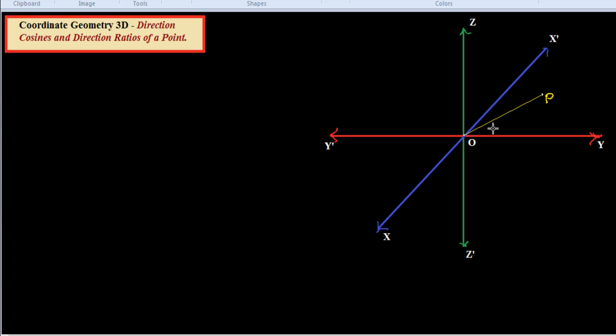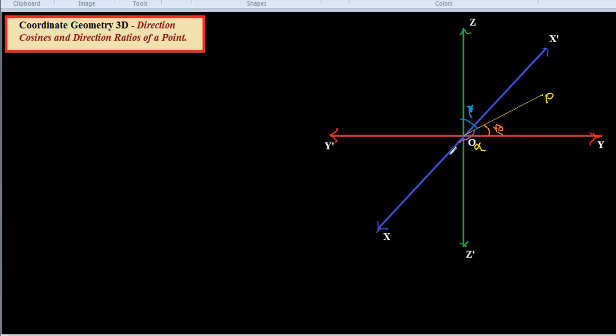We give them names like this. OP makes alpha angle with the positive direction of x, so this one is called alpha, and with the y axis it makes angle beta, this one is beta, and with the z axis it makes gamma, positive direction. So alpha, beta and gamma we have here.